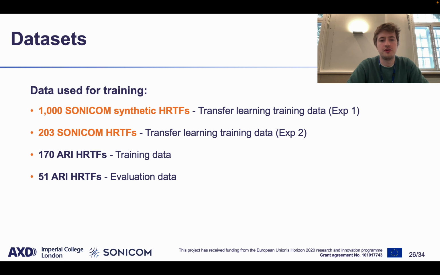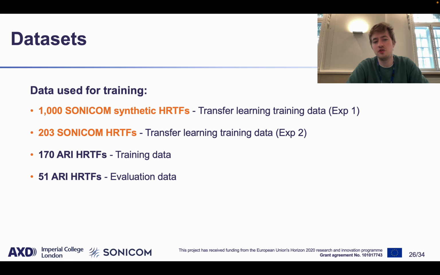So we did 2 experiments. We first thought, let's try transfer learning with this 1,000 synthetic HRTFs. But we actually have some acoustically measured HRTFs as well in our Sonicom dataset, which is part of this project. And we thought it would be interesting to compare the difference. So if we use the RE dataset, which is the Acoustics Research Institute in Vienna, for the training and the evaluation, and that's the domain-specific data, how much improvement do we get if we train on Sonicom with acoustically measured HRTFs or Sonicom with the synthetic generated HRTFs?